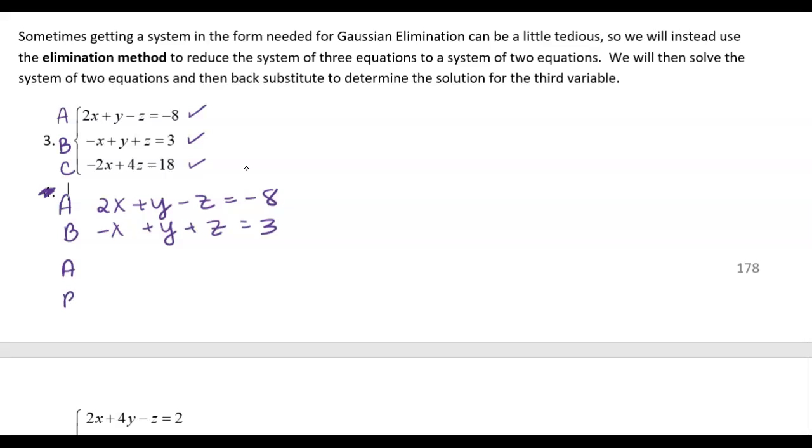So equation A is 2x plus y minus z equals -8. And equation B is -x plus y plus z equals 3. And if I want to eliminate my y variables, then I need to multiply either equation A or equation B by a -1. So let's say I choose equation B. It really doesn't matter which one you choose, okay? So I'm going to do -1 times equation B. So equation A is going to stay the same. And all of the signs are going to flip for equation B.